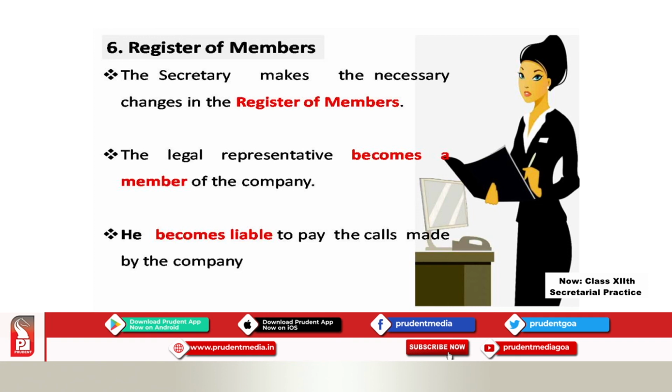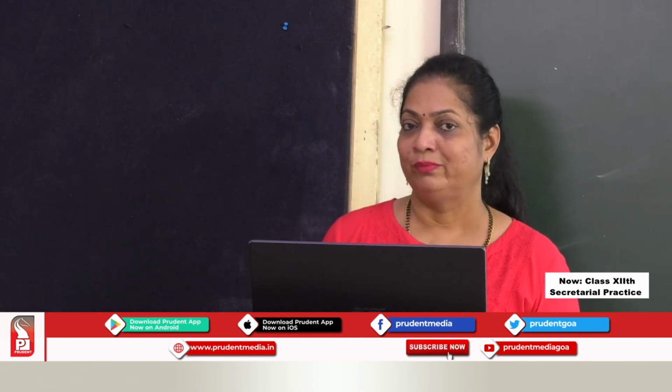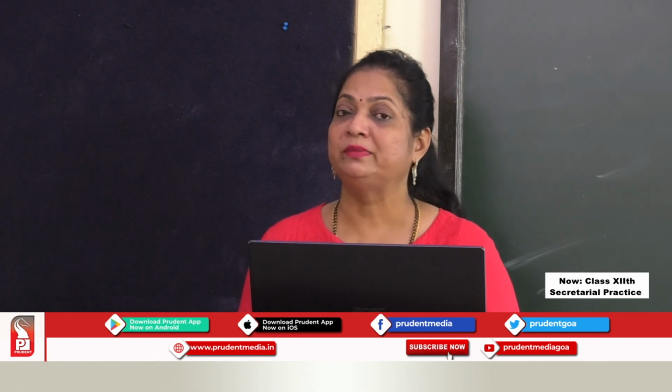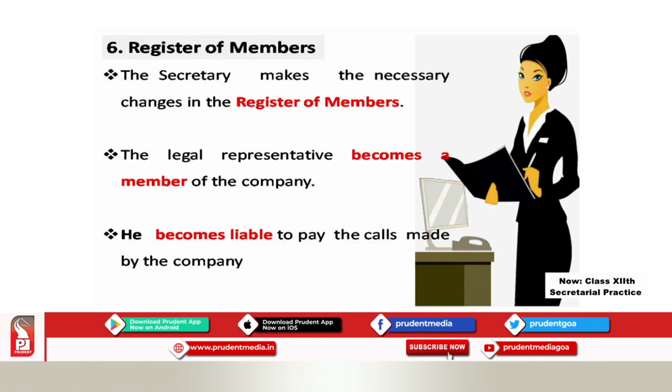Now, because he is a member of the company, he is liable to pay the calls made by the company. I told you this earlier. Suppose you have taken a loan or the shares are partly paid up and not fully paid up. When the company makes a call, a demand to pay the money, the legal representative has to pay the money. Is it clear? Earlier I explained this to you. When there is a loan on shares or the shares are partly paid up, who is responsible? The legal representative. So, here he becomes liable, which means he has to pay the money on the shares which is unpaid.